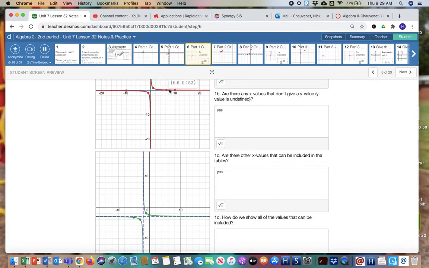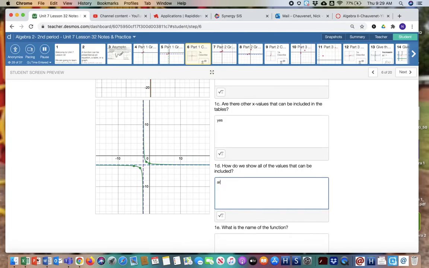Doesn't this line continue to go to the right forever? Doesn't this line continue to go to the left forever? So of course there's more. How do we show all the values could be included? We need arrows on both ends.